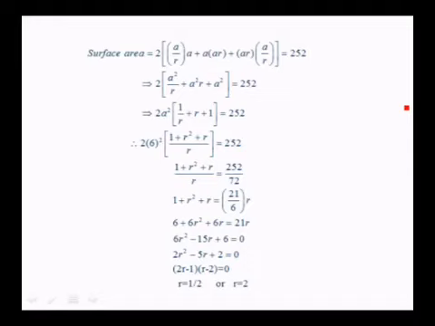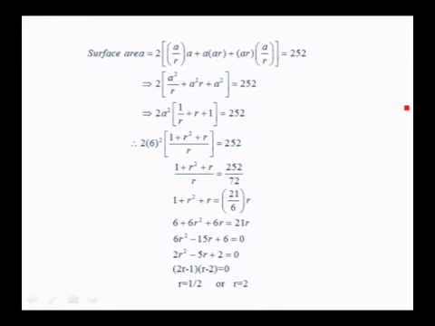Multiply by 6r. 6 plus 6r square plus 6r is equal to 21r. So, on simplification, you get 2r square minus 5r plus 2 equals 0. If you factorize this one, you get 2r minus 1 into r minus 2 is equal to 0. Therefore, r is equal to half or r is equal to 2.